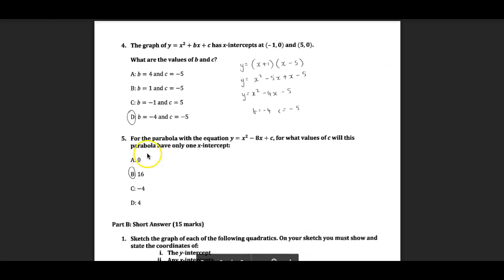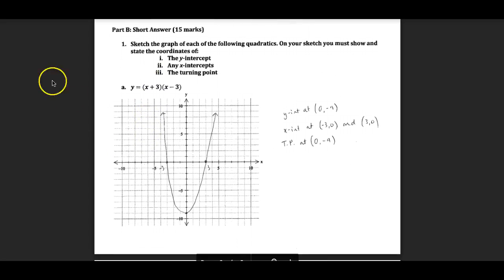All right, moving now to part B, sorry. Sketch the graph of each of the following, showing the y-intercept, any x-intercepts, and the turning point. So you could, if you like, put these into turning point form, but you can still find the turning point, and I'll show you how to get the turning point when you've got the x-intercept.